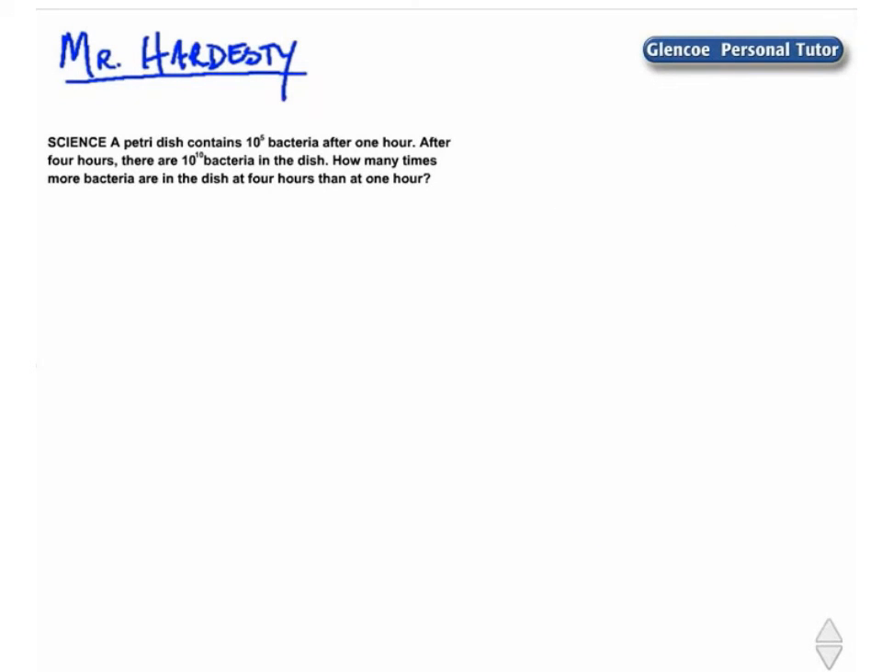This is Mr. Hardesty. Let's use a real-world example and the quotient of powers rule. Science. A petri dish contains 10 to the 5th bacteria after 1 hour. After 4 hours, there are 10 to the 10th bacteria in the dish. How many times more bacteria are in the dish at 4 hours than at 1 hour? To find how many times, we're going to divide 10 to the 10th, where we ended up, by 10 to the 5th, where we started from.